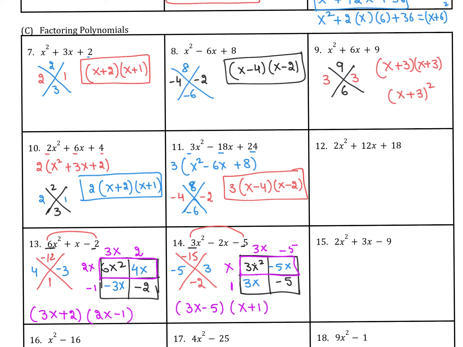Remember, this is asking us to only find the factors, so you just find the factors and stop. If it's asking us to find the x value, you put them equal to 0 one by one and solve for x.